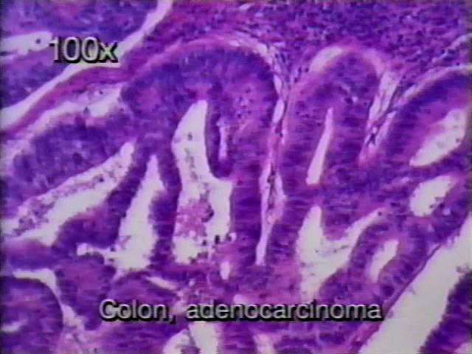Adenocarcinomas are carcinomas in which gland-like structures are present. This adenocarcinoma of the colon shows some attempt at gland formation. Other carcinomas, like adenomas, may be papillary or cystic.